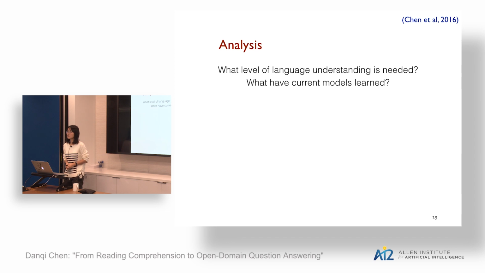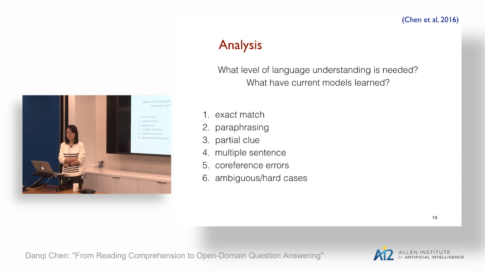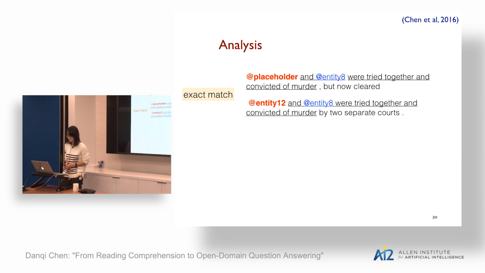At that time, we were pretty happy with these numbers. But more importantly, we were wondering what level of language understanding is actually needed to solve these tasks. What have the current models actually learned? So we did a data analysis of this task, trying to characterize the different aspects of the examples and understand what these models have learned and where they can do well and where they cannot. We divide the examples into six categories: exact match, paraphrasing, partial clue, multiple sentences, and also a few error cases and hard cases. I will explain this a little bit.